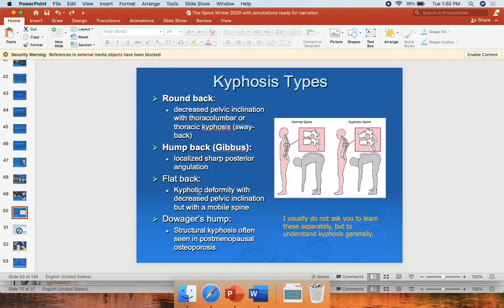The next one is a flat back. So we're going to have, again, this time a posteriorly rotated pelvis. That's going to take away the lordotic curvature in the lumbar spine, and we're going to have still a nice kyphosis through the thoracic spine.